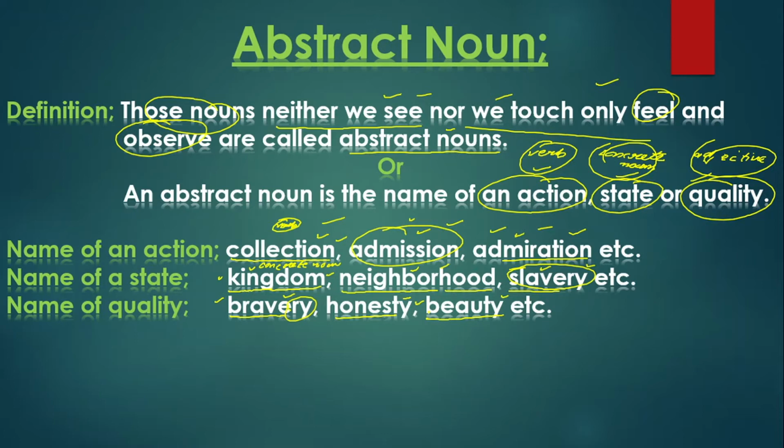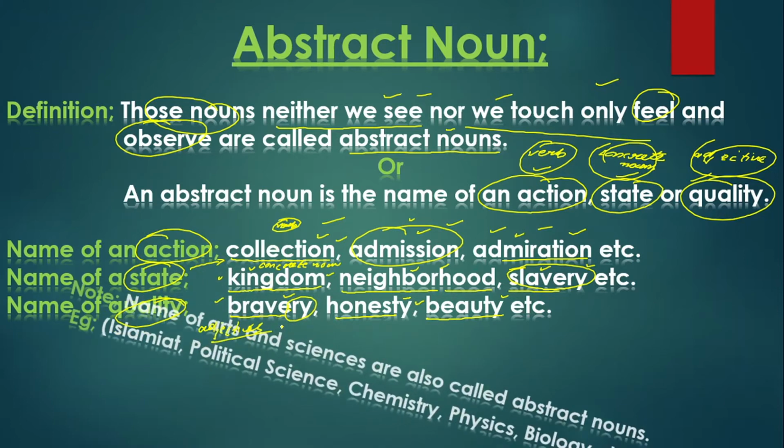This is what an abstract noun is, the name of an action. When it is the name of an action, keep in your mind they are made from verbs. When it is the name of a state, it is made from concrete nouns. And when it is the name of a quality, keep in your mind they are made from adjectives. One note, we will be discussing abstract nouns.